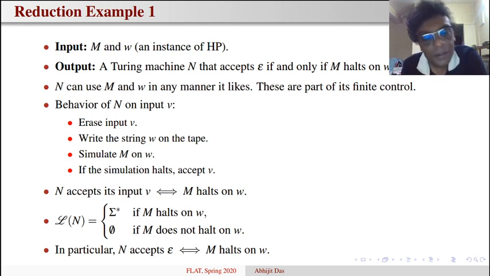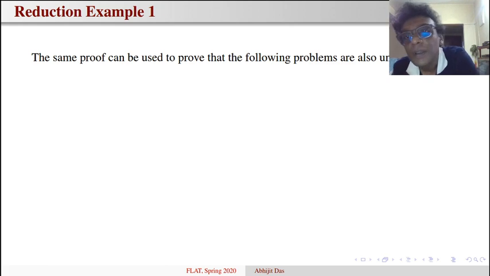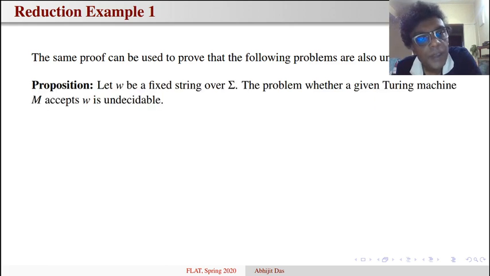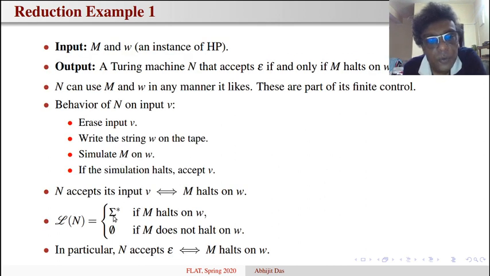And the same reduction can be used to prove that there are many other problems that are undecidable. For example, if we replace epsilon by any fixed string like 10111, then the problem whether a given Turing machine accepts 10111 is undecidable. Like epsilon, 10111 belongs to sigma star but not to the empty set. So exactly the same reduction works.